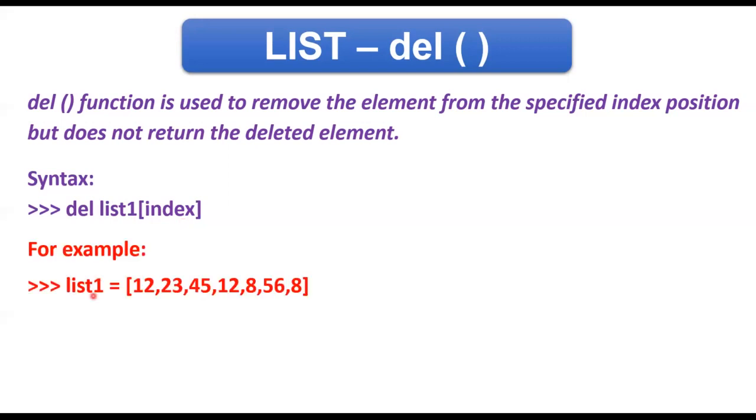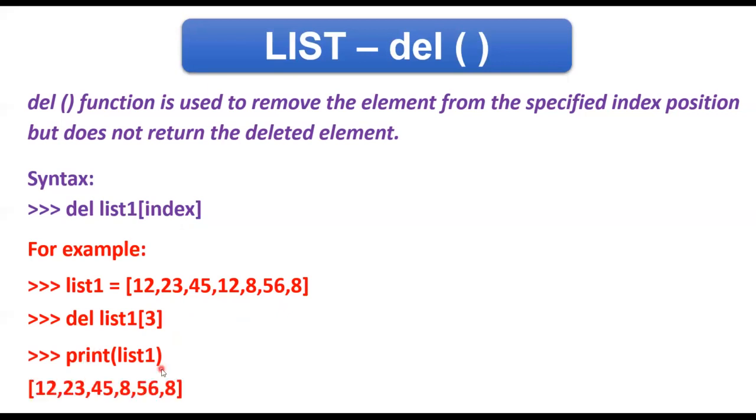For example, this is a list of elements. Now if I want to remove an element from the third index position, that means 0, 1, 2, 3. Basically I want to remove this third location, and at the third location the element 12 is stored. So after executing this statement, I will get nothing. That means I will not get any output in terms of the deleted element. But after the print statement, I will get this modified list. Now in this modified list, my element 12 is not there because it is already deleted by this statement. So this is how the del function works.